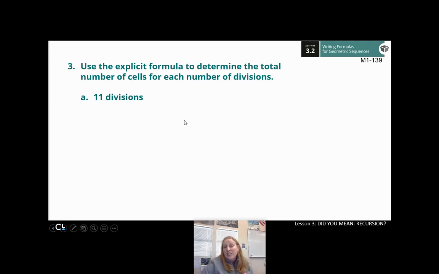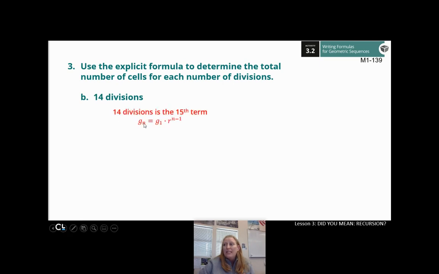All right, so 11 divisions means that I'm on the 12th term. So when I look at my formula, everywhere I see an N, I'm going to plug in a 12. I'm going to plug in a 1 for my G sub 1 because that's my first term. And I'm going to plug in a 2 for my R because that's my common ratio. I am going to grab a calculator. So 12 minus 1 is 11. Grab my calculator to do 2 to the 11th power, which gives me 2,048, which if I times by 1 is 2,048.